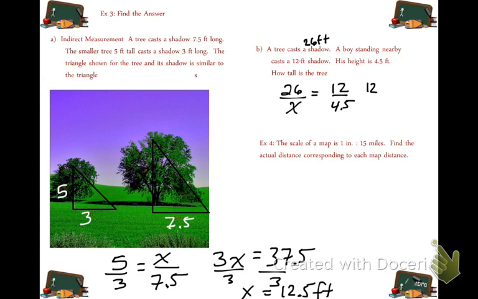Again, you do 12x equals 26 times 4.5. Is 117. Divide by 12. And the tree is 9.75 feet.